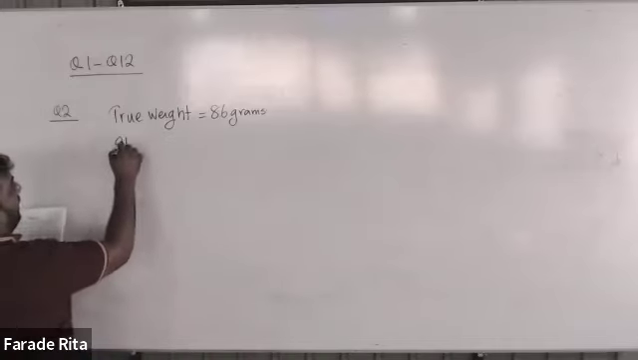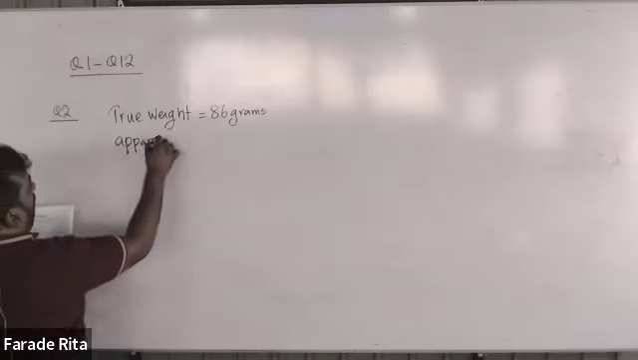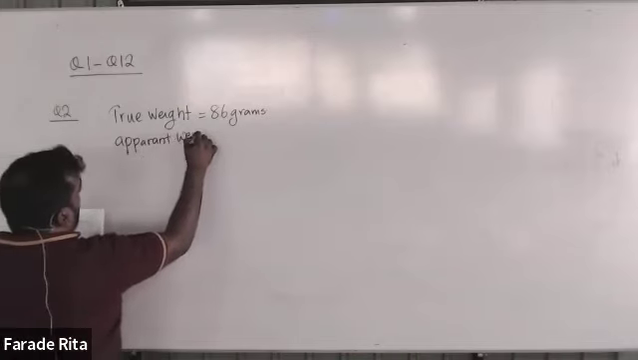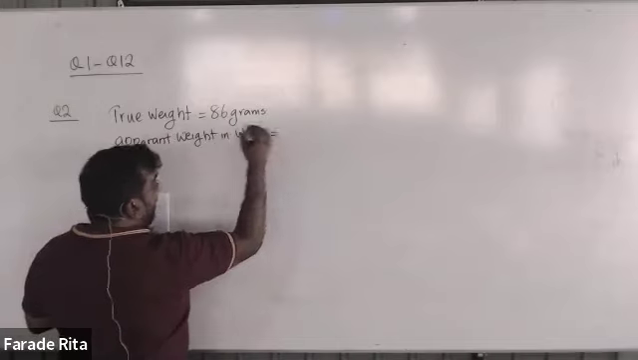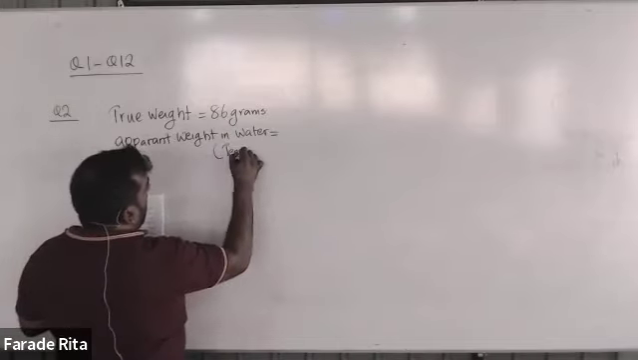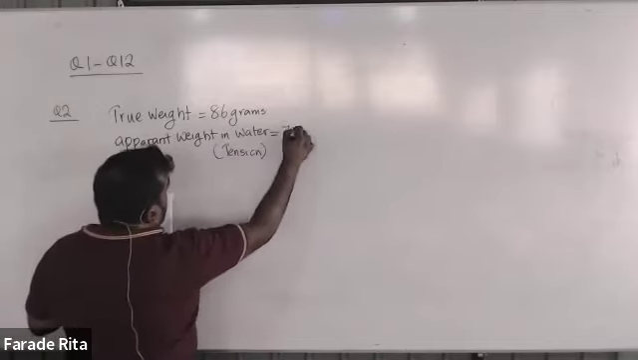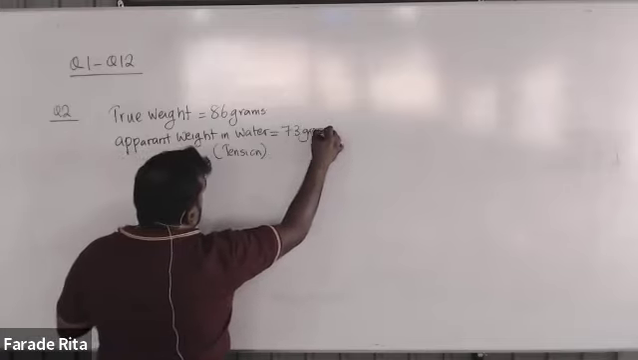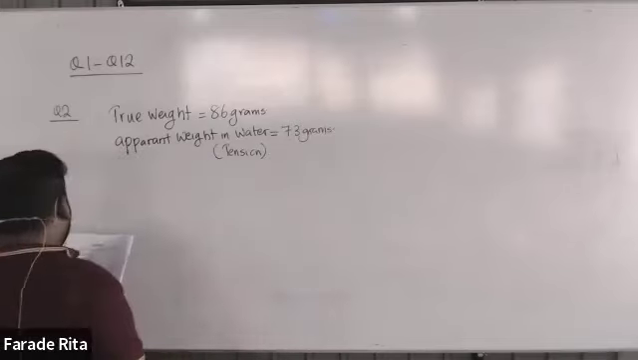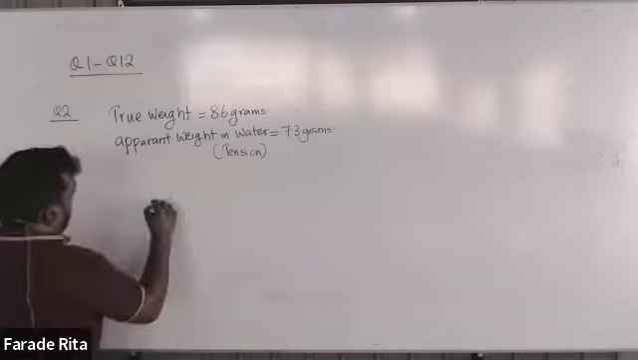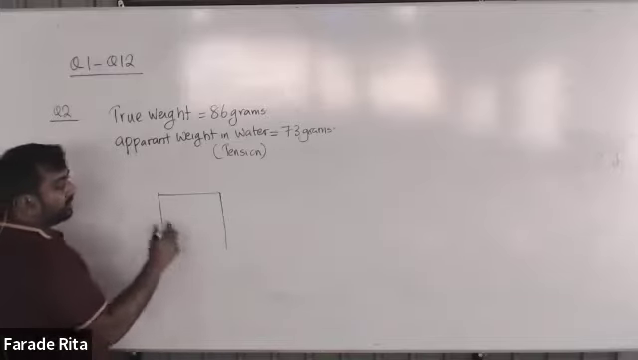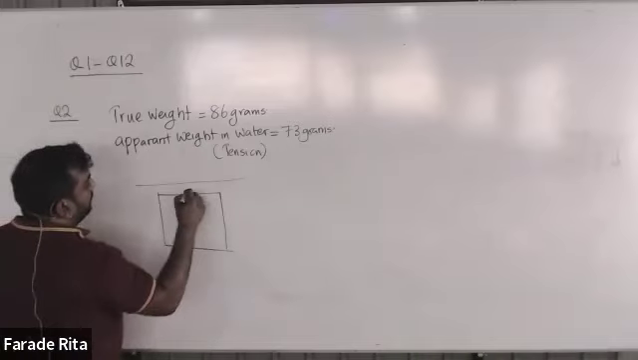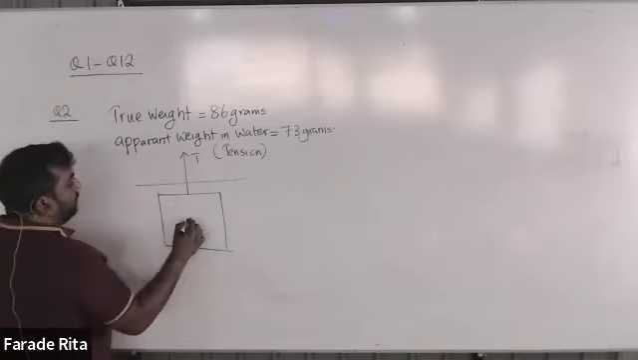What do you mean by that? Apparent weight in water. What do you mean by apparent weight in water? Tension. That is 73 grams. Find its volume and density. If I draw a rough sketch, remember this apparent weight can be found only when it's fully submerged.